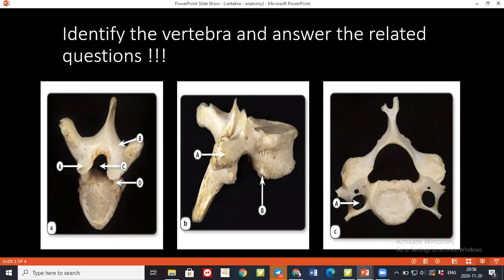What about the positions of the lumbar spine? It gives lumbar lordosis. What do you mean by that? What do you understand by that?